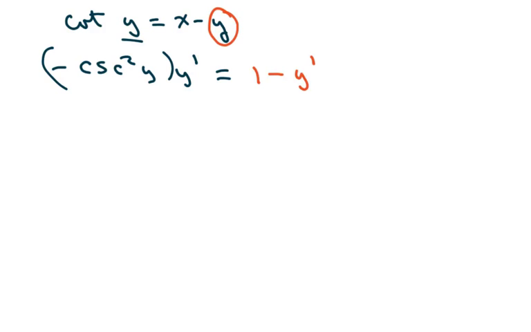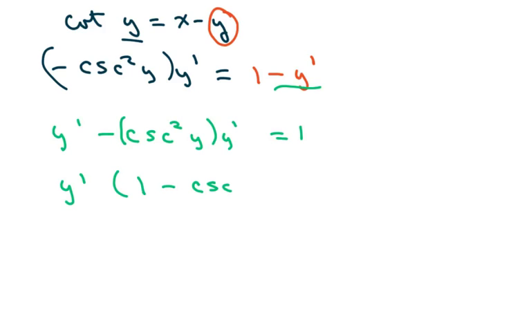Now I'm going to go ahead and move this one over to the right side, so we have y prime plus, minus cosecant squared of y times y prime, equals 1. And now, what did I put squared? So now I'm going to factor out the y prime. If you factor out the y prime, you get y prime times 1 minus cosecant squared of y equals 1.